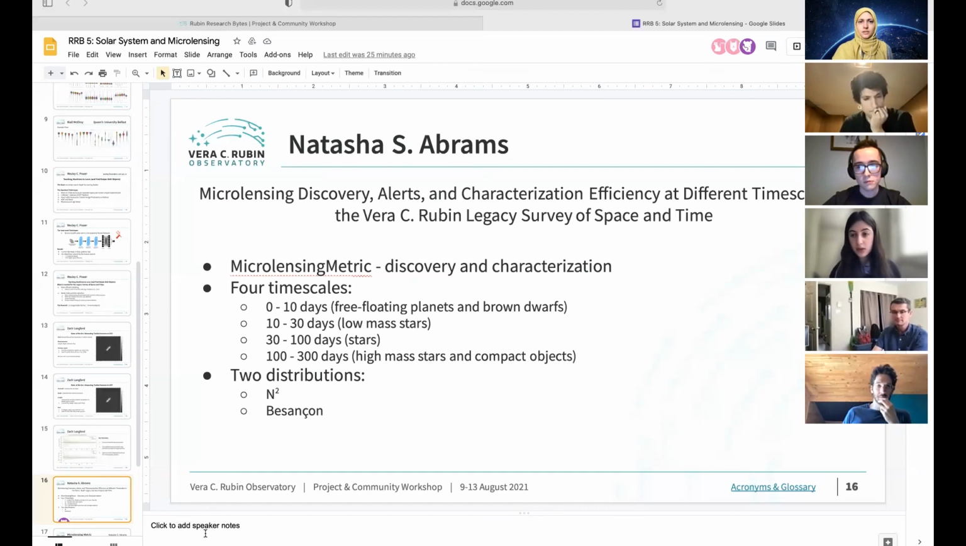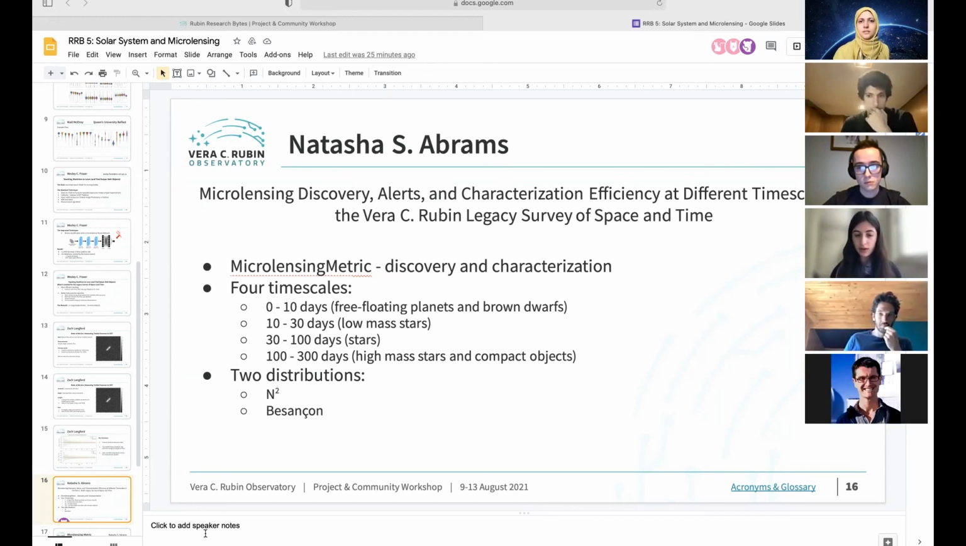We also looked at 2 distributions of these events: n squared, where n is the number of stars, distributing all 4 of these timescales the same way, and the Besançon model of the galaxy, distributing these at different times, in different ways. Next slide, please.